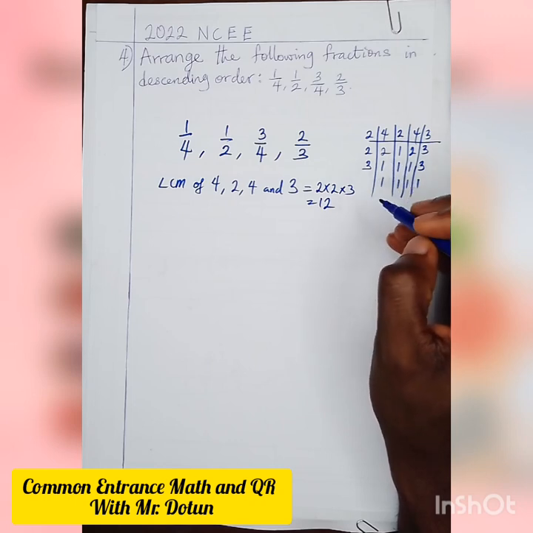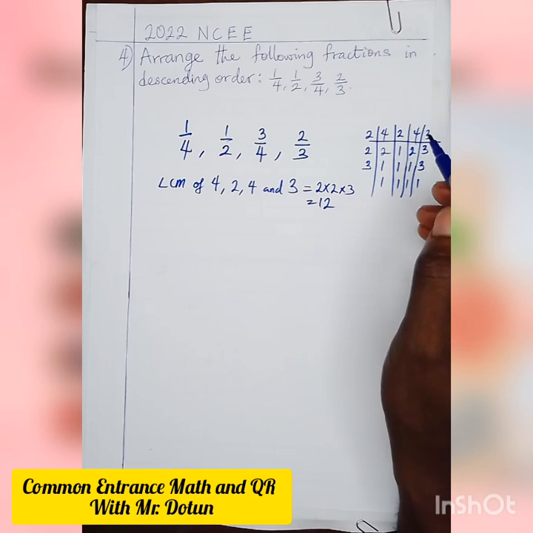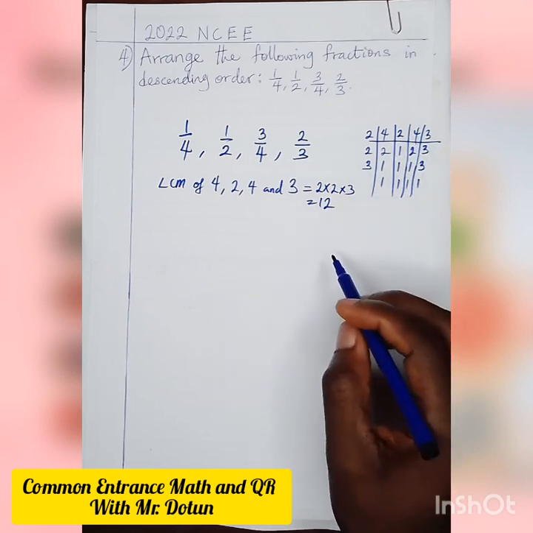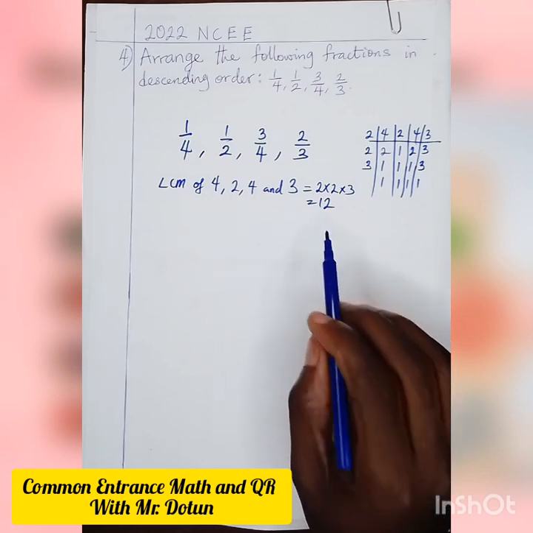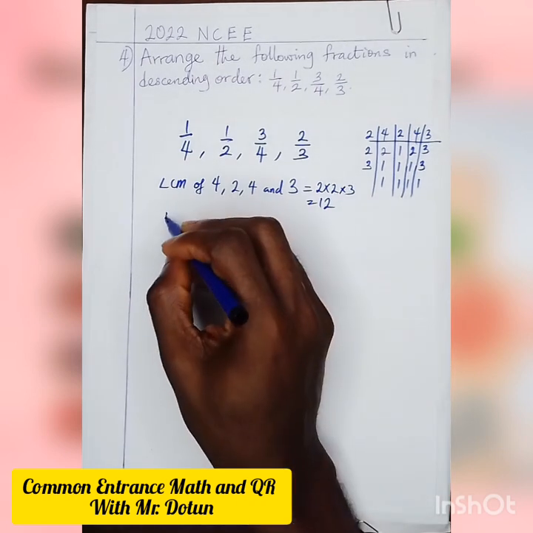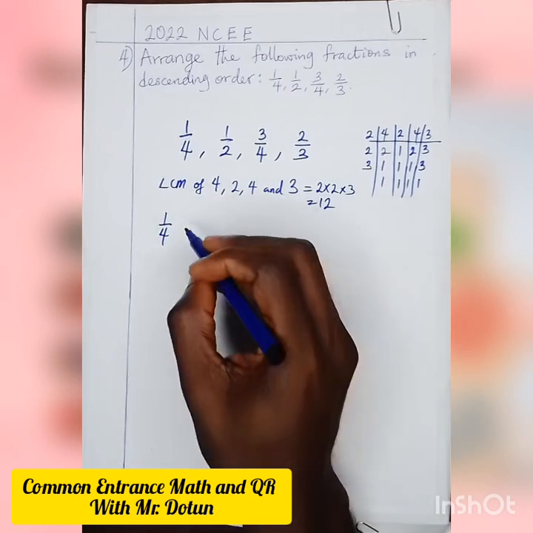If you're doing this in the exam, you have to be very fast with it. So you practice with speed, because you have less than a minute, let's say about 50 seconds, to solve this question. Having gotten the LCM of the denominators, we multiply each fraction by the LCM.